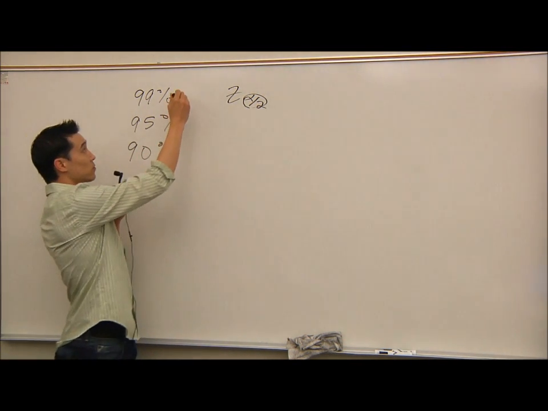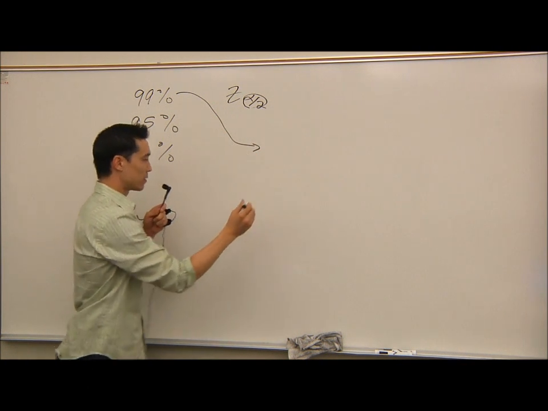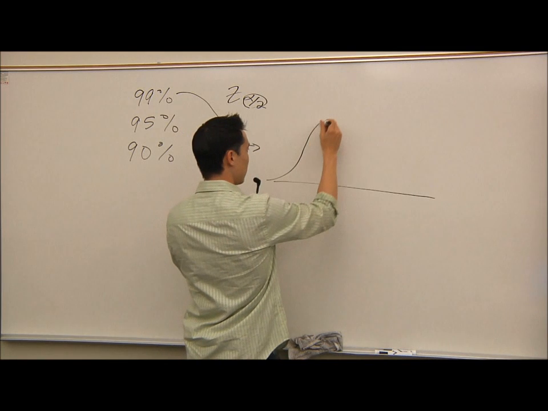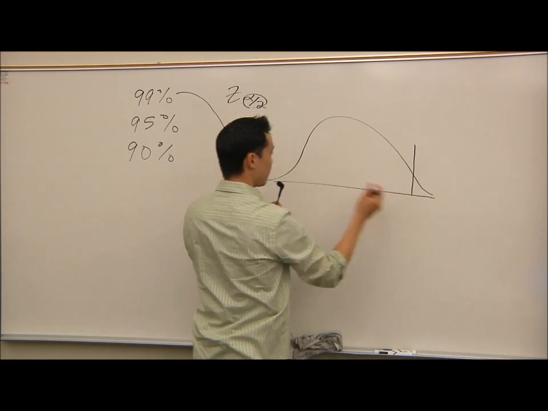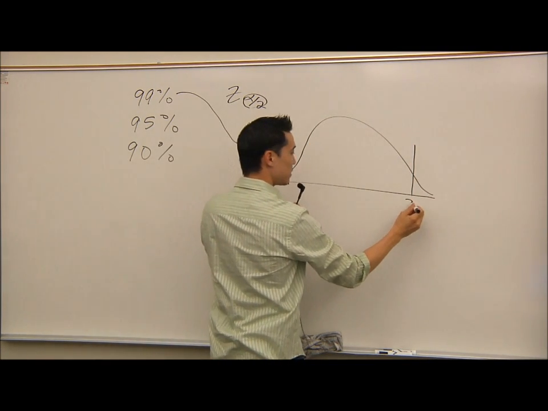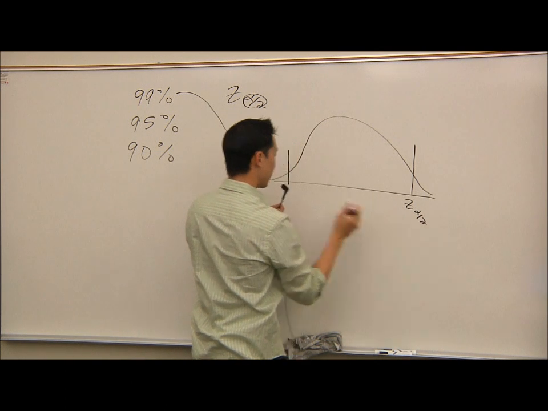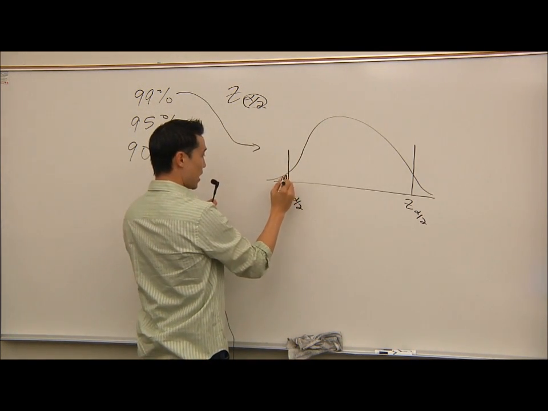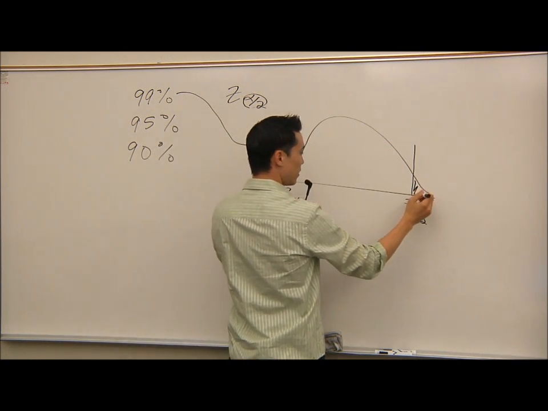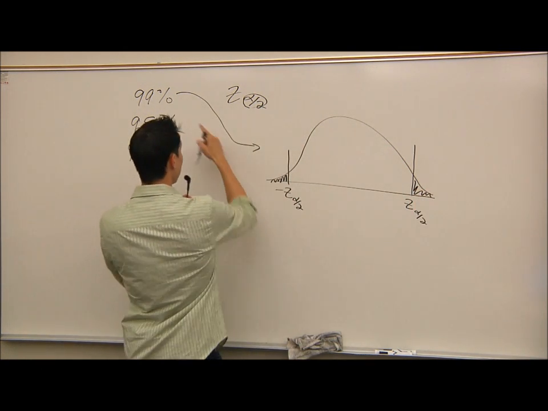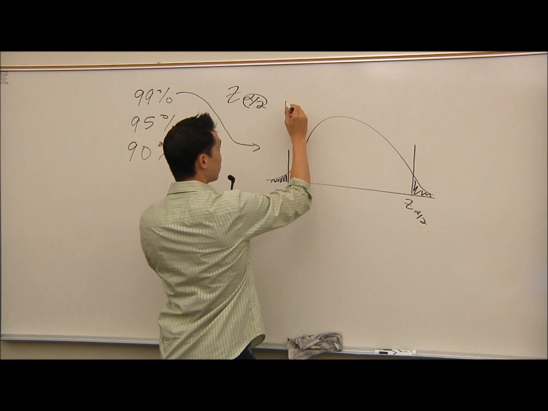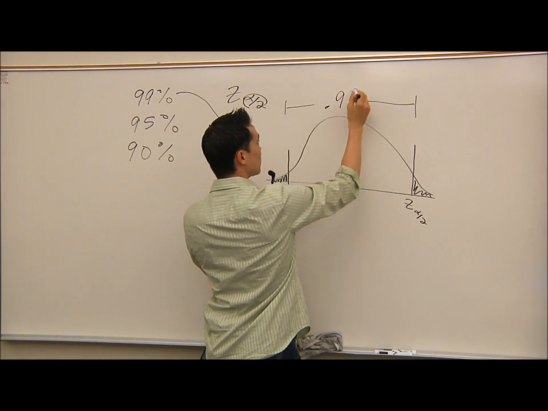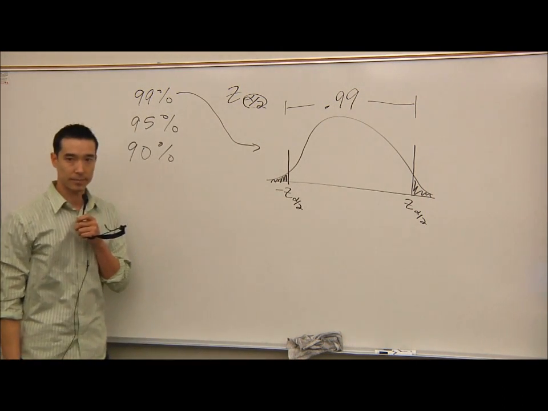So if I take the first one, if I take a 99% confidence interval, you're going to have a normal distribution. You're going to have z sub alpha over 2 right here, and negative z sub alpha over 2 right here. Okay? And we have some shaded region in the tail. If we're doing a 99% confidence interval, then this middle portion represents 0.99. Okay?